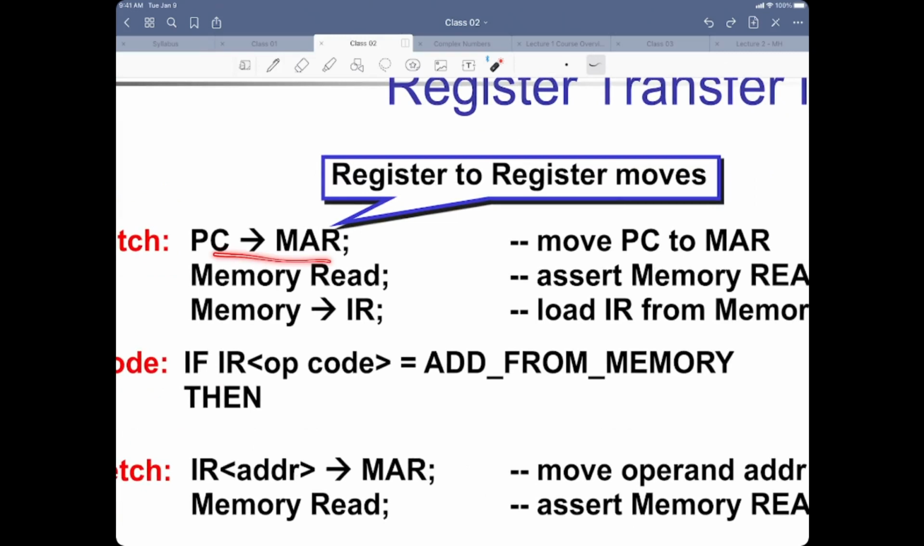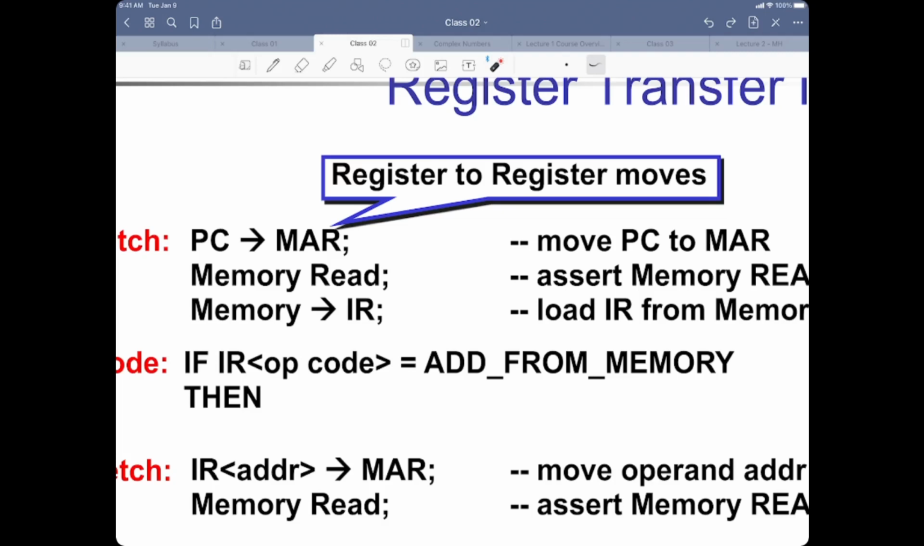Program counter to MAR. Like I said, I'm skipping over bus, right? It's not a micro operation right now. We are just talking about register transfer notation. PC to MAR, which essentially means contents of PC are moving into MAR. So just note the direction of that arrow. Perform the memory read, and then memory to IR, or you could also say MBR to IR.